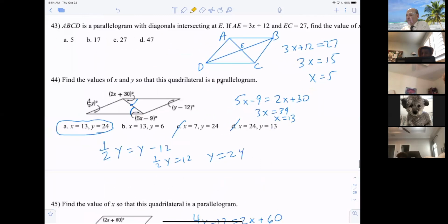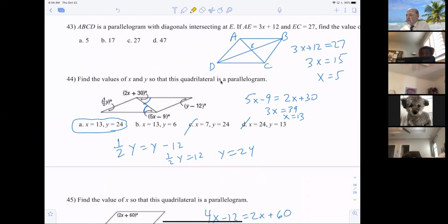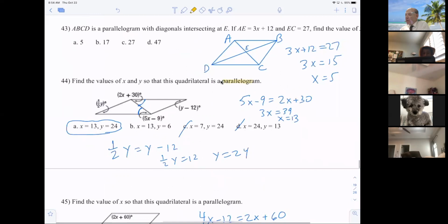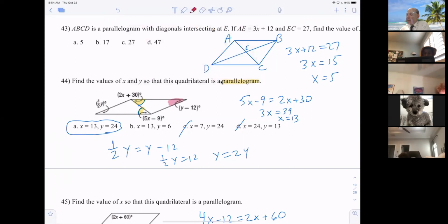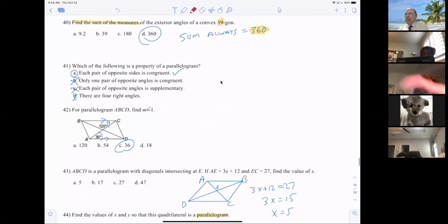44, what's going on with 44? So they want this shape to be a parallelogram, right? So this angle here is the same as this angle, true? You agree with that? Those are alternate interior angles. And then opposite angles of a parallelogram are always congruent. Anybody have any issues? Dave, you good with that, buddy? All right, anybody else on this page?